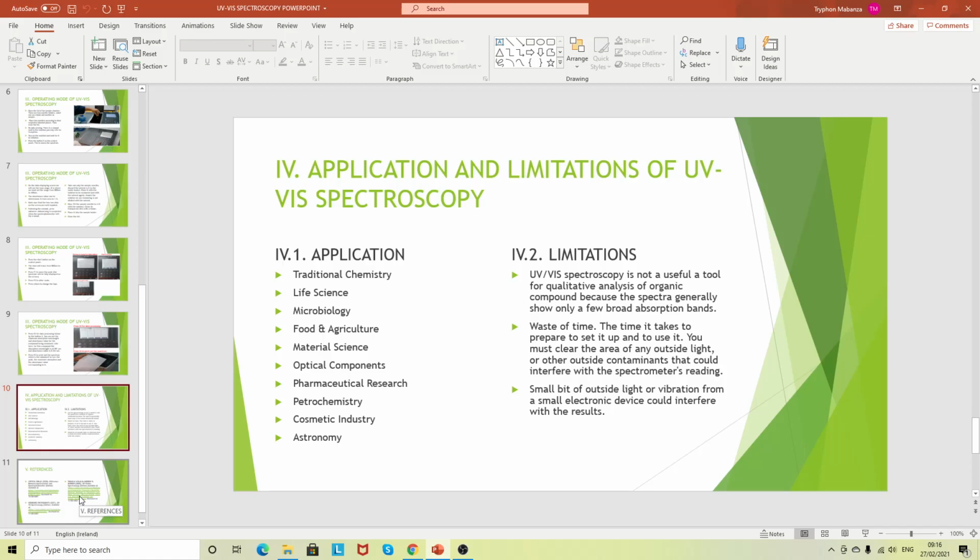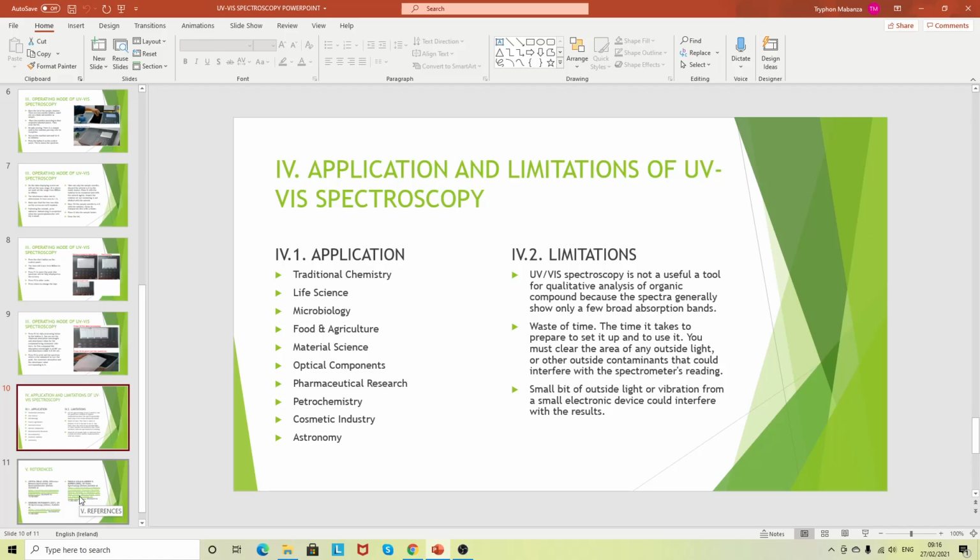The goal is just to determine the amount of a compound in a solution, in a mixture of compounds, to know which compound is at high level. And the compound which is at high level is that compound that will absorb much UV or visible light.